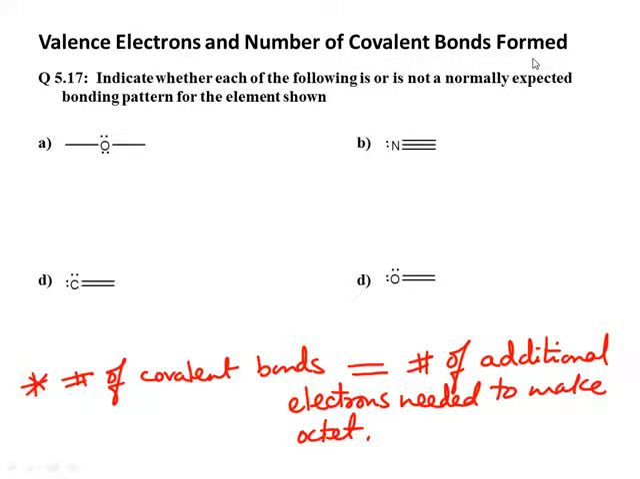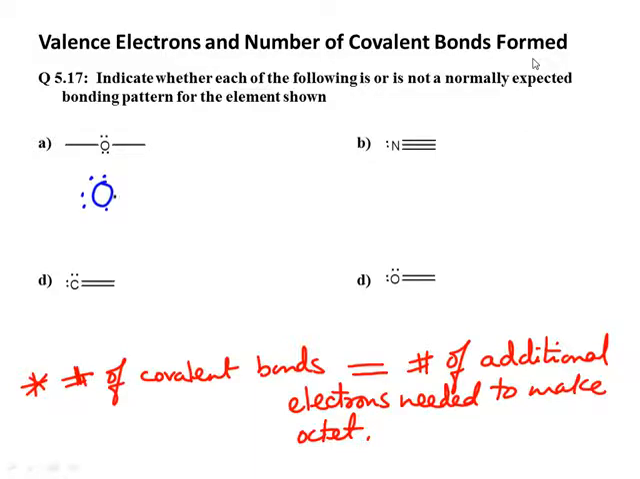In other words, we need to see how many valence electrons each of these atoms has, and therefore how many more they need in order to complete their octet, and that will equal the number of covalent bonds the atom needs to make. So if you keep that in mind, oxygen has 6 valence electrons.